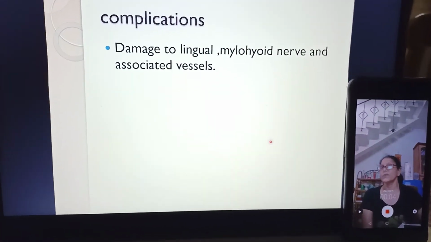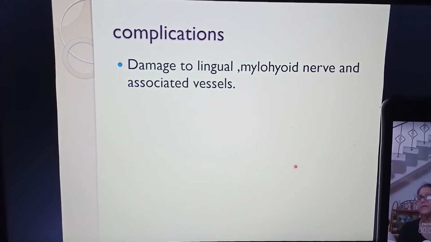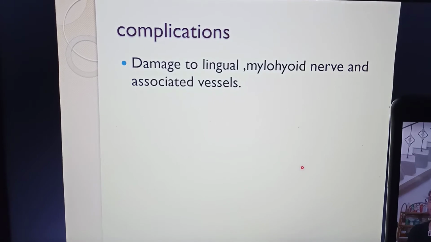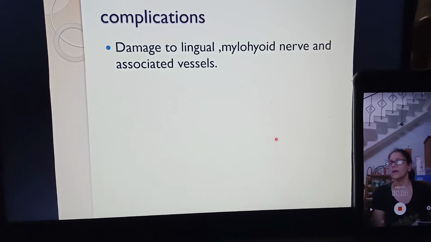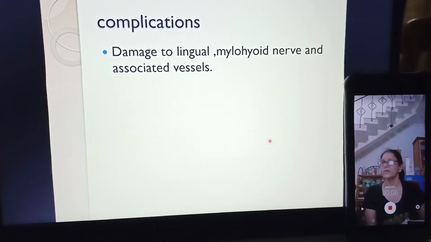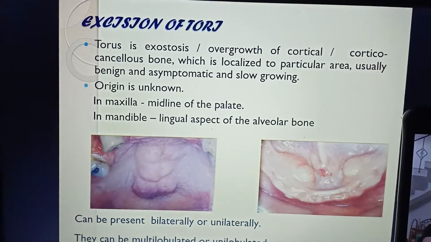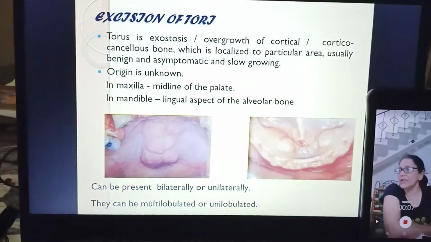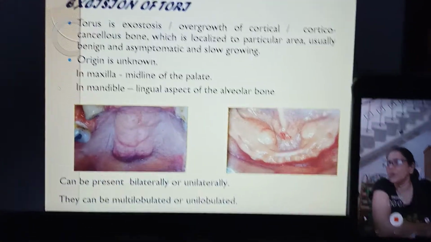Most important structure here is the lingual nerve, mylohyoid nerve and associated vessels, which have to be preserved, and that is where the instrument edge is kept as a guard so that these structures can be preserved. Next procedure is carried out as excision of tori.